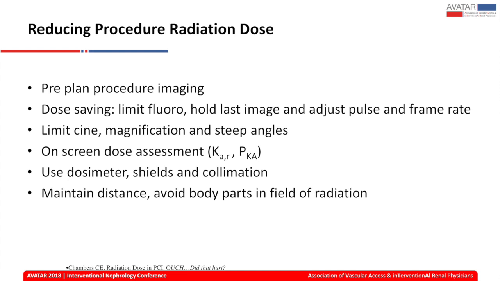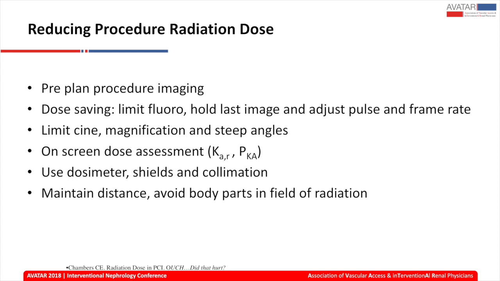How can you reduce the radiation dose? By pre-planning the procedural imaging. Save the dose. Don't keep fluoroing. Store the previous image, so you don't have to look up again and again. Limit the cine, the magnification, and steep angles. When you use steep angles, there is more radiation scattering, which will go around in the room. And if you have on-screen dose assessment, that also keeps you aware of how much dose you have already used.